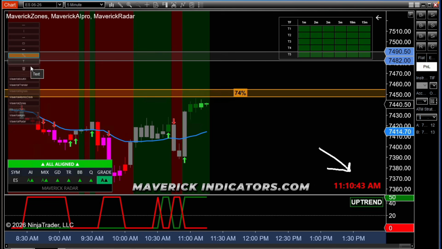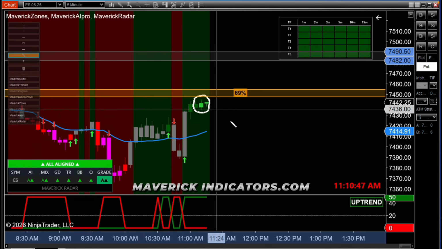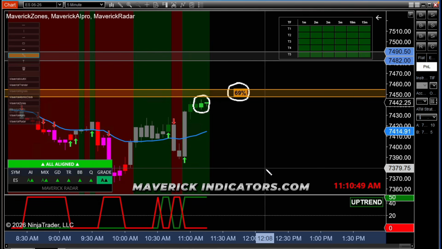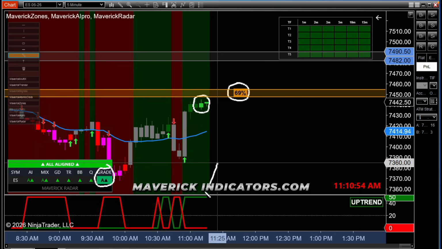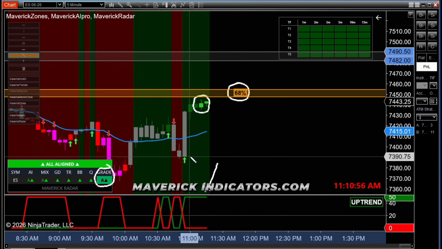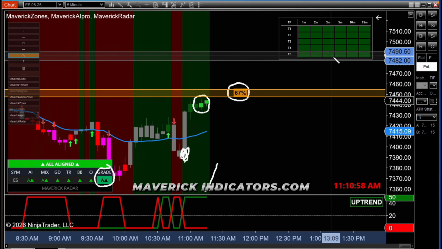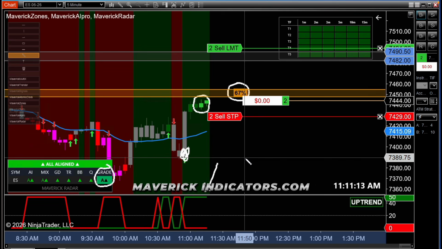So pretty cool. Second bright green candle heading into a weak zone. You have an A+ setup. Maverick Trender has been pegged this entire time, all the way since back here. Okay, here's my tester.